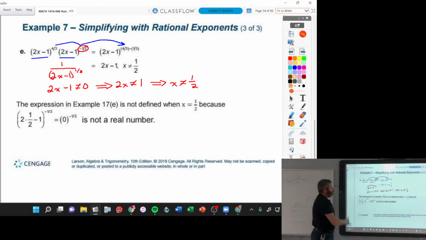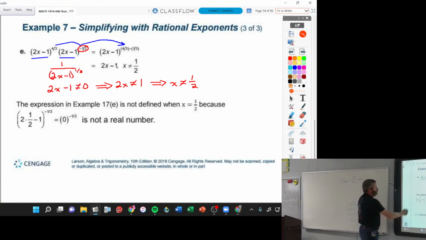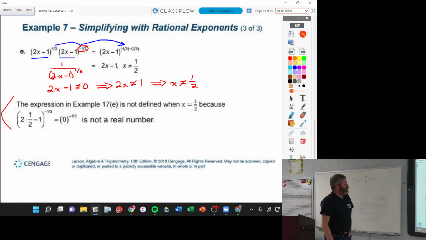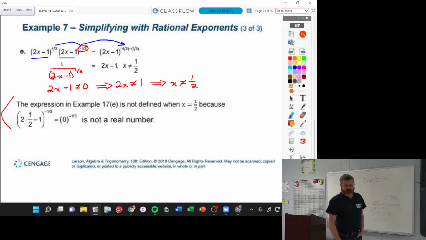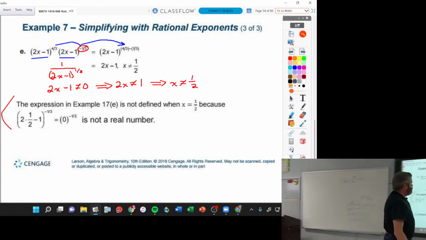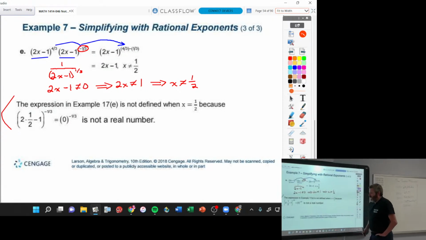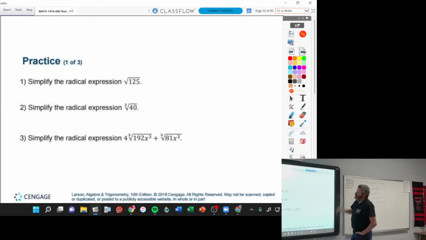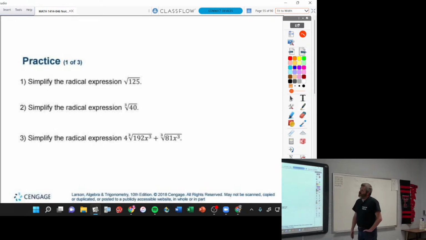They mention it right here below, but they don't kind of go into the detail that I just did. But that's what's going on. Remember, you cannot divide by 0. What would make it 0? 1/2 would make it 0. Folks, that is the end of this section.